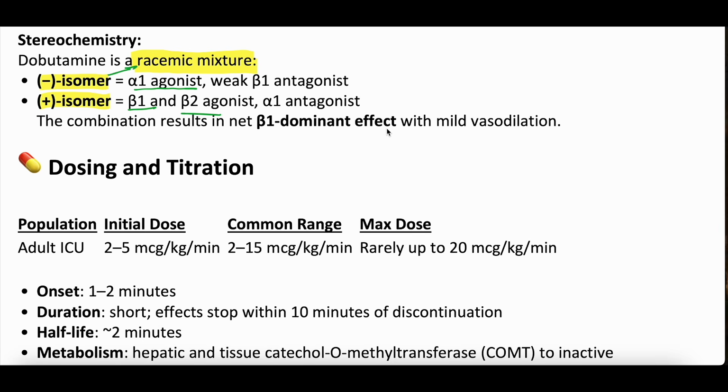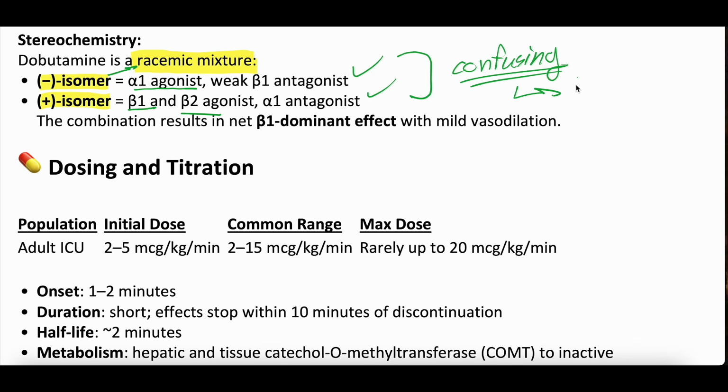And you can see negative isomer, alpha 1 agonist, weak beta 1 antagonist, right? So there's antagonist and agonist. Agonist means it stimulates the receptor, antagonist means it inhibits it. The positive isomer is a beta 1 and beta 2 agonist and alpha 1 antagonist. All this is confusing and probably not needed in terms of putting it in your brain.